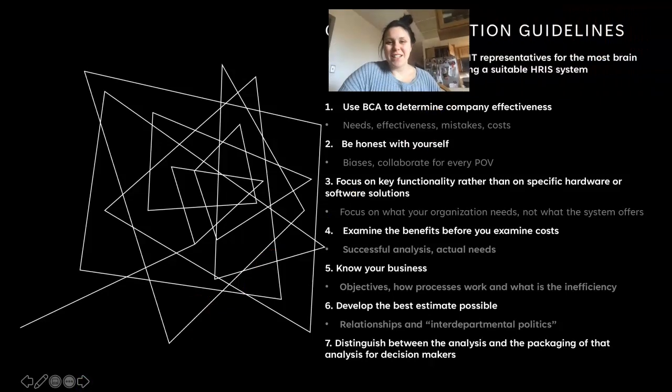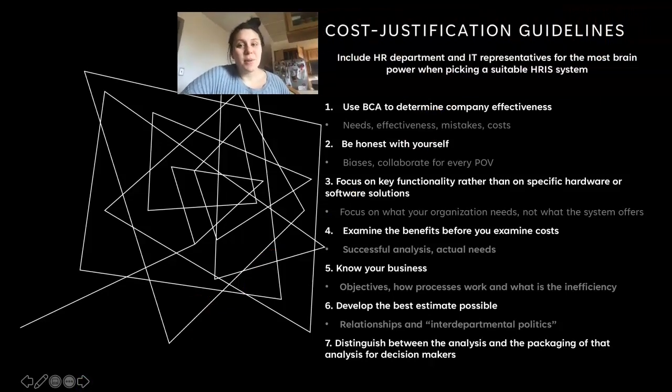Cost justification guidelines. This is when the HR department and the IT representatives come together for the most brain power for picking a suitable system. The first thing to focus on is the use of the BCA to determine company effectiveness. This is their needs, mistakes, anything like that. Be honest with yourself. There can be different biases, especially when there's that term, we've done it this way before, or this is the way we've always done it. This can be a bad thing to say because you need to look at the future and look at what you actually are dealing with at the moment.